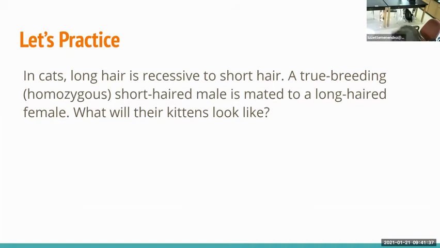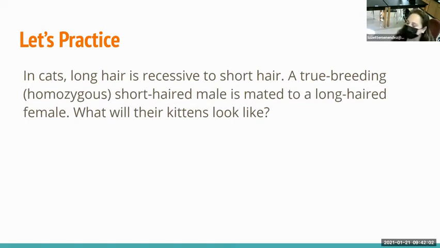We're going to do this one. Step 1 is to read my word problem. It says, in cats, long hair is recessive to short hair. A true breeding or homozygous short-haired male is mated to a long-haired female. What will their kittens look like?